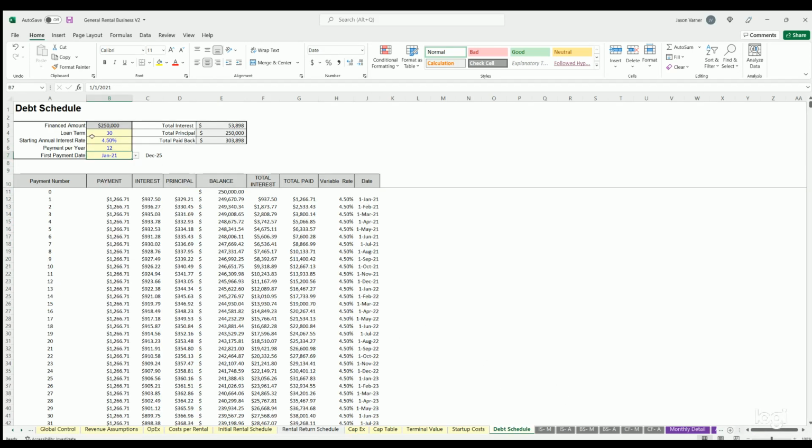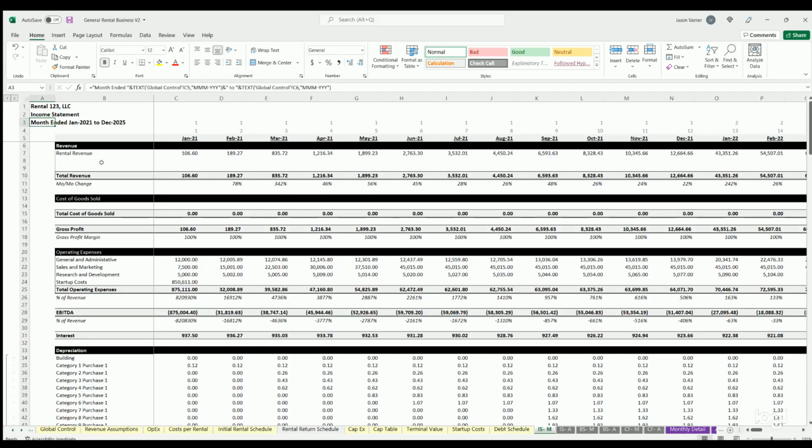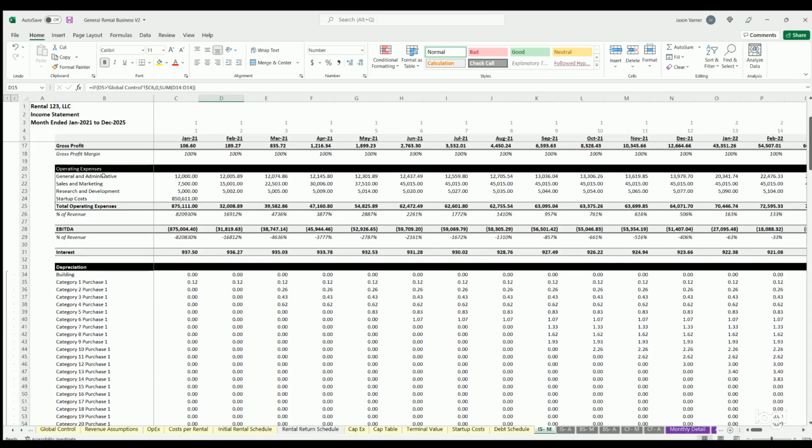Debt schedule, went over that, and now we have our income statement. So you see everything put together: total rental revenue, cost of goods sold, gross profit, there is no cost of goods sold in this case. General administrative, sales and marketing, research development, startup costs over time.